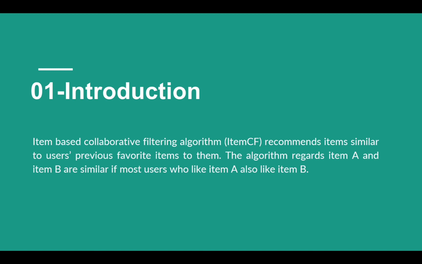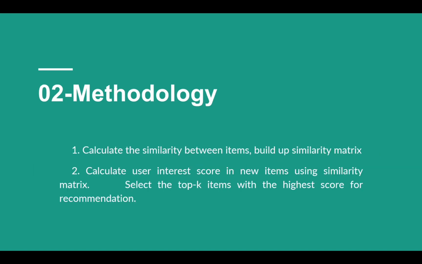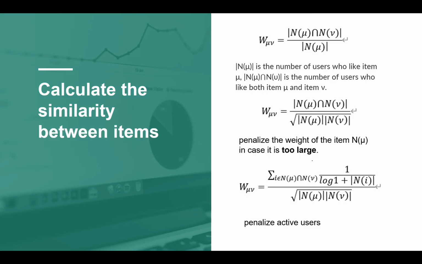For example, the algorithm regards item A and B as similar if most users who like item A also like item B. The concrete methodology is, first, calculate the similarity between items, build up similarity matrix. Second, calculate users' interest score in new items using similarity matrix. And finally, select the top K items with the highest score for recommendation. So let me look at the first step, calculate the similarity between items.